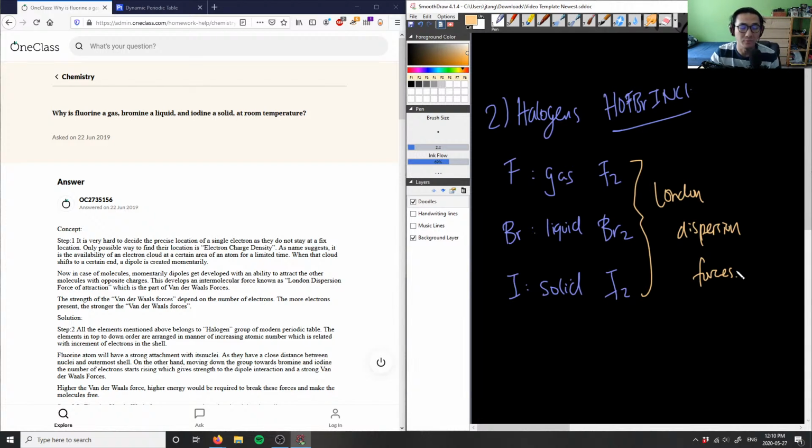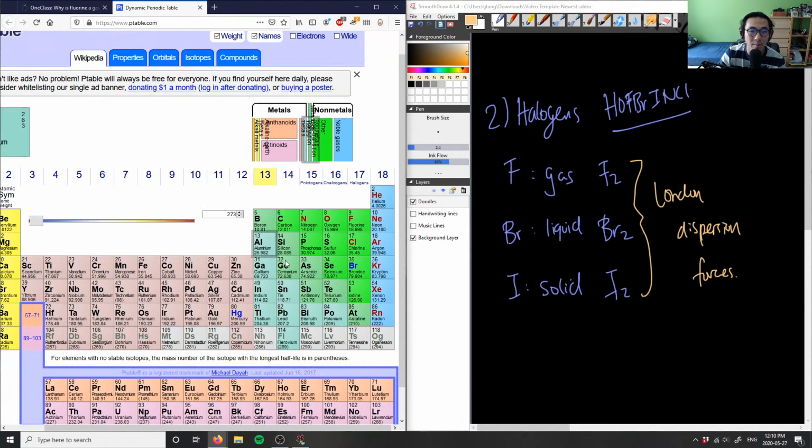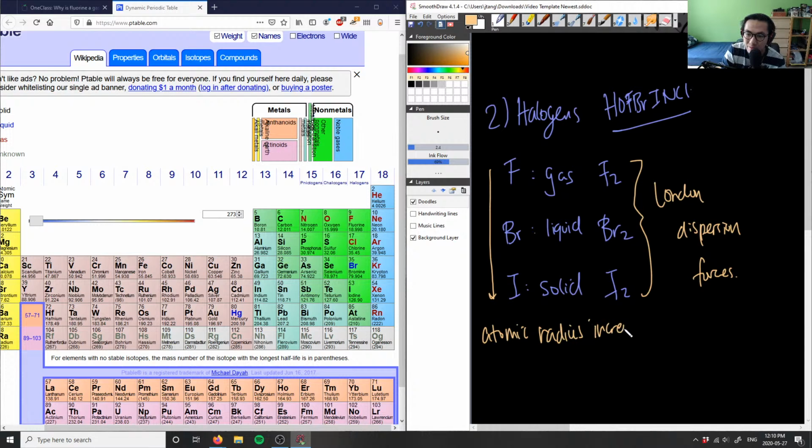And when we talk about London dispersion forces, they depend on the atomic radius of these elements. As you can see, fluorine is a gas. Fluorine has an atomic mass of 18.98. Bromine is 79.904, and iodine is 126.90. So as we go down the periodic table, our atomic radius is going to increase, which means the London dispersion forces also increase.